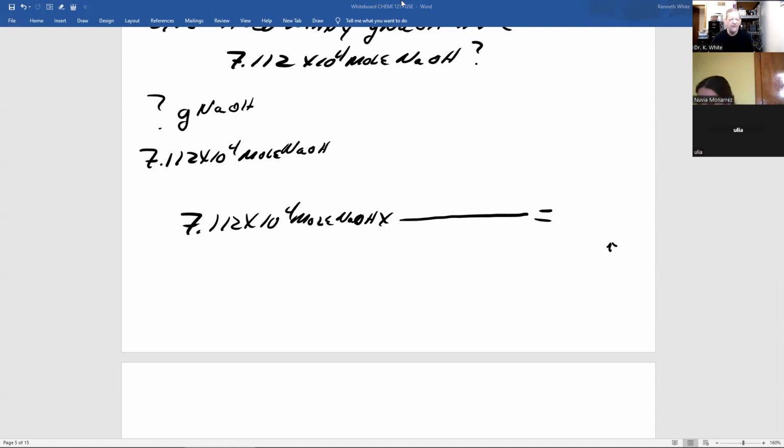And everybody's done. I was playing with the poll. And the answer is we figured that out. We want our answer to be grams of sodium hydroxide, NaOH. Now, your turn to figure out first what units go on top and bottom of that ratio.